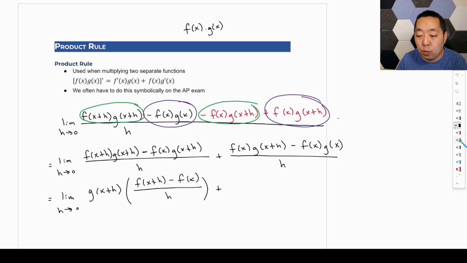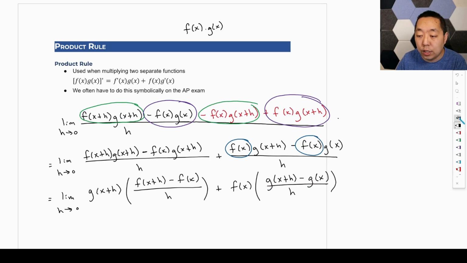And then on this guy, what I can factor out is an f of x, right? There's an f of x on both of them. So we can factor out an f of x and then get g of x plus h minus g of x, that's what I have left, divided by h.